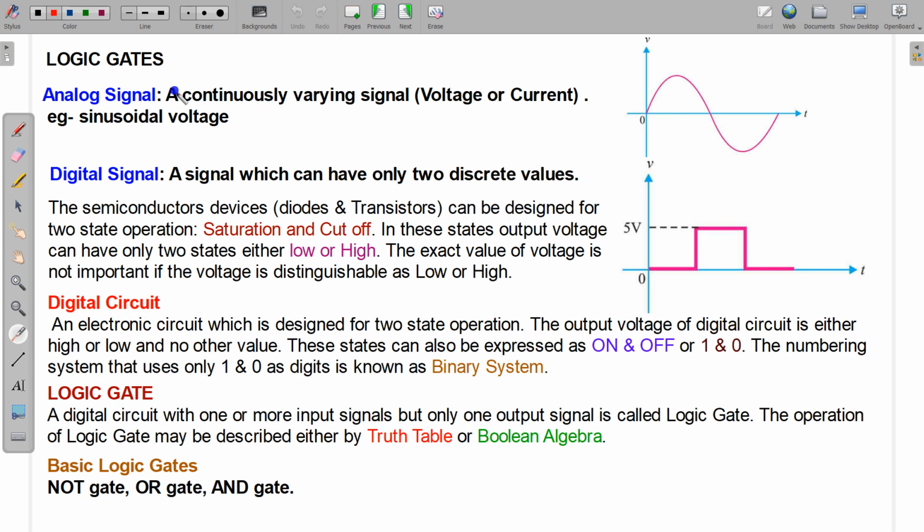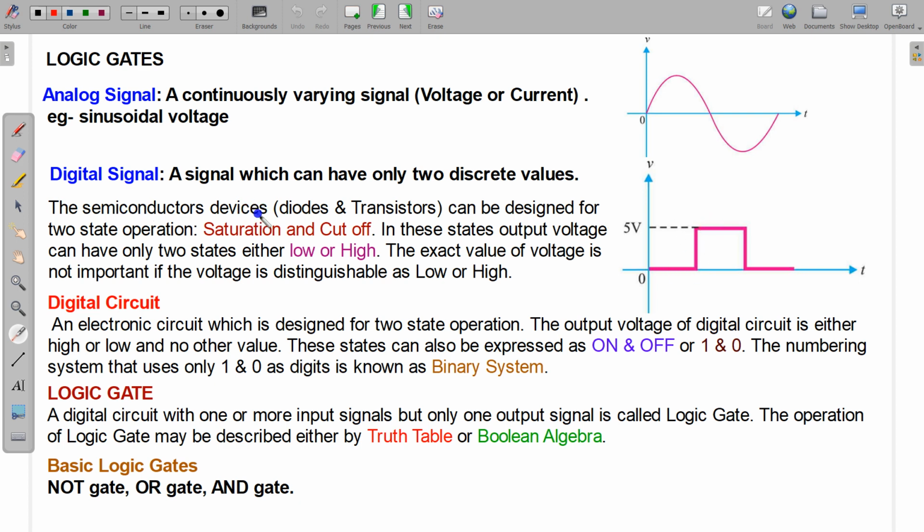Just like, for example, a sinusoidal voltage. You can see in this graph the values are continuously varying. What is a digital signal? A signal which can have only two discrete values. Just like in this graph, we can have this value or this value, this or this. So these are the only two possible values.